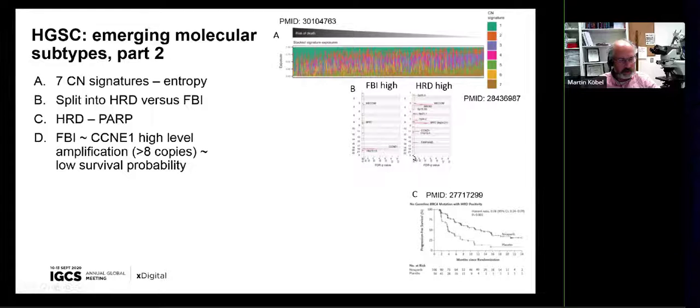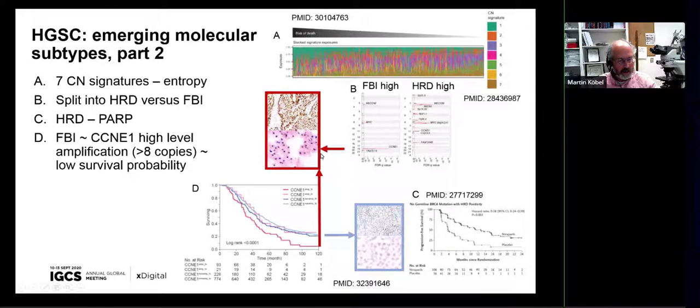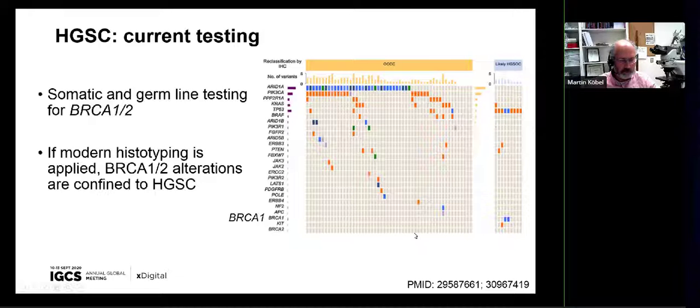The HRD BRCA-mutated cases are now considered for PARP inhibitors, which is great, but we also need to turn our attention to the FBI high group, whose lead alteration is high-level cyclin E1 amplification, and this is associated with a dismal long-term survival.